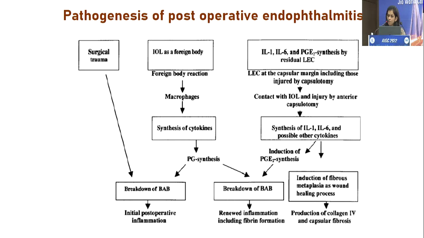Pathogenesis of postoperative endophthalmitis can occur due to surgical trauma, which leads to breakdown of blood aqueous barrier and initiates the postoperative inflammation. The IOL acting as a foreign body leads to foreign body reaction and release of macrophages with synthesis of cytokines, which leads to synthesis of prostaglandins with further breakdown of blood aqueous barrier and renewed inflammation, including fibrin formation. Also, interleukin 1, interleukin 6, prostaglandin E2 synthesis by the residual lens epithelial cells at the margin of capsulotomy can come in contact with the IOL and cause more synthesis of other cytokines and induction of prostaglandin E2 synthesis, which leads to further breakdown of the blood aqueous barrier, renewed inflammation, production of collagen 4, and capsular phimosis.